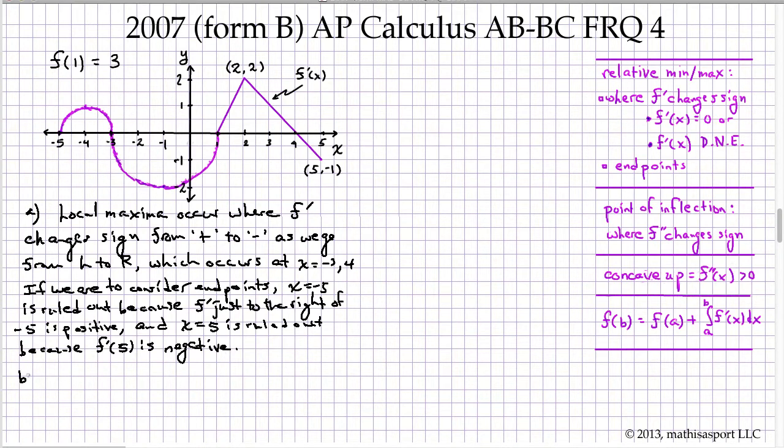Part B just asks us to find a point of inflection. And a point of inflection means that f double prime changes sign. Well, remember, f double prime is represented on this graph by the slope. So we're asking, where does the slope change sign? Let's just write a couple of words out. Points of inflection occur where f double prime changes sign.